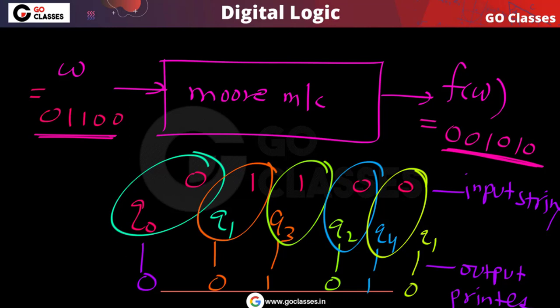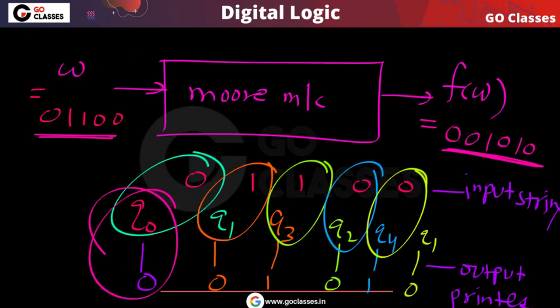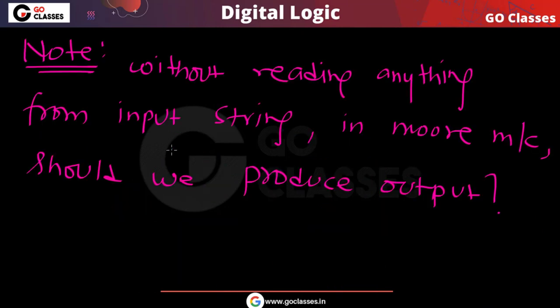Now remember one thing, let me tell you here. Here, without reading anything, we are printing this 0. See, without reading anything, we are printing this 0. This is an author convention. So remember, whether we should print this 0 here without reading anything or not is an author convention. This is a note, you can take it. So you can notice that in the Moore machine, without reading anything, do we print this output? This is my question.